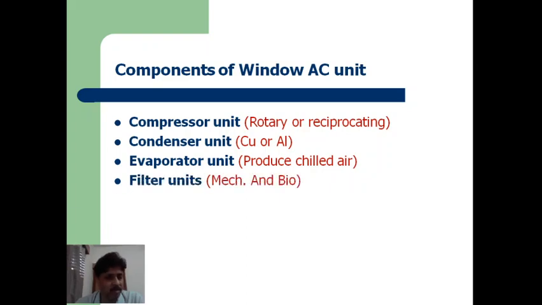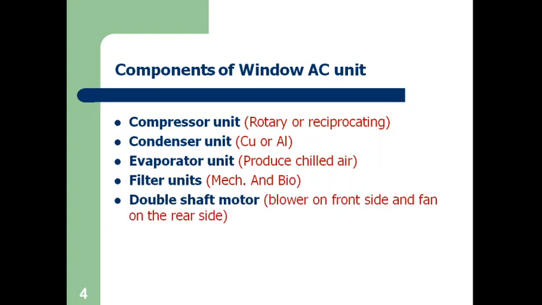Next one is filter units. These days each and every AC comes with an array of air filters. These filter units may consist of mechanical filters as well as biomechanical filters. These filters filter out suspended particles and other impurities inside the air, and they may also condition the air chemically. They may consist of activated charcoal or many other latest technologies.